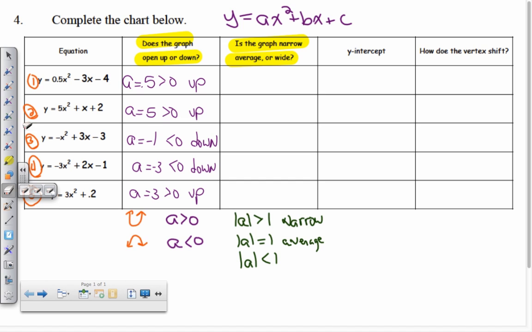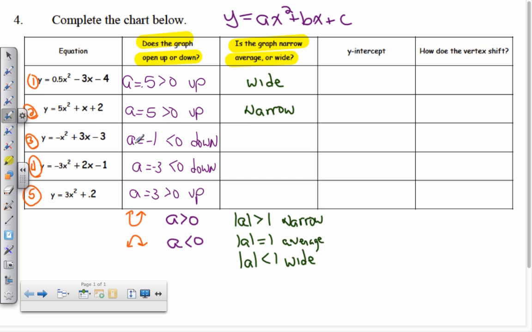If the absolute value of A is less than 1, that is where we're going to see that it's wide. It's going to be closer to a line. So if we come up here and look at number 1, A is equal to 0.5. Well, 0.5 is less than 1, and so that means this graph is going to be wide. It's going to look more like a horizontal line as that number gets closer to 0. In number 2, A is equal to 5. 5 is pretty steep, and so this is going to be a pretty narrow graph.